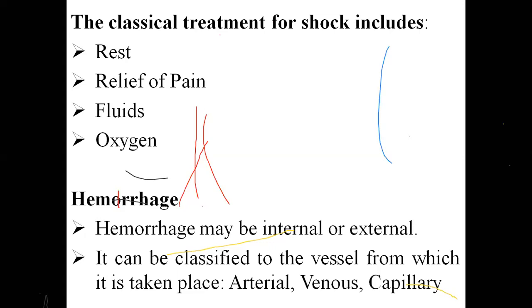Then another classical complication is hemorrhage. Hemorrhage may be internal or external, and it can be classified according to the vessels from which it is taking place, if it is arterial, venous, or capillary. When the patient is bleeding, where the bleeding is coming from is how you classify this bleeding.